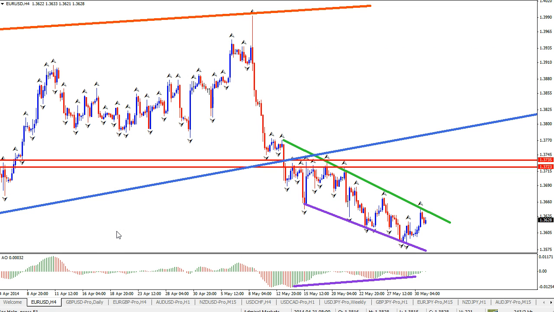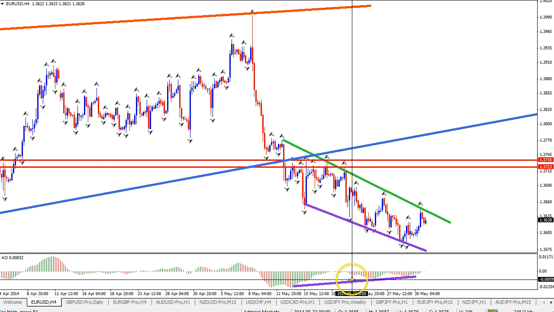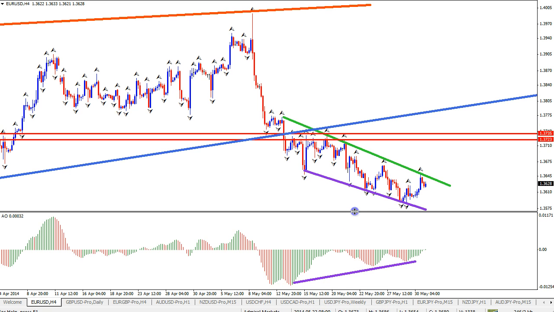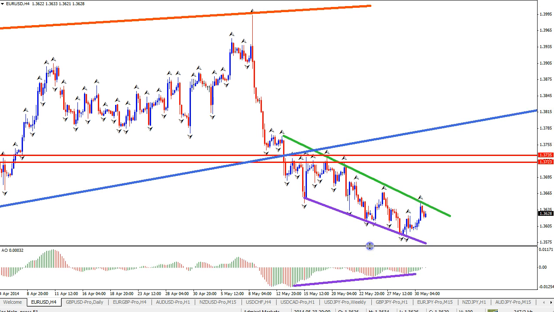Let's start with the EUR/USD. I think this is an interesting situation because of the divergence on the oscillator here at the bottom. Let me make that a bit bigger. Clearly a higher low, and price is making a lower low. In fact, that leads to the conclusion that we might see a bounce here on the EUR/USD.